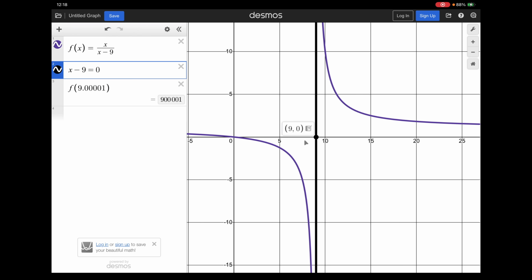So it's not, again, a point, it's the line. The line is the vertical asymptote, not the coordinates. (9, 0) is not the vertical asymptote. It's the line that goes through that point. That is the vertical asymptote.